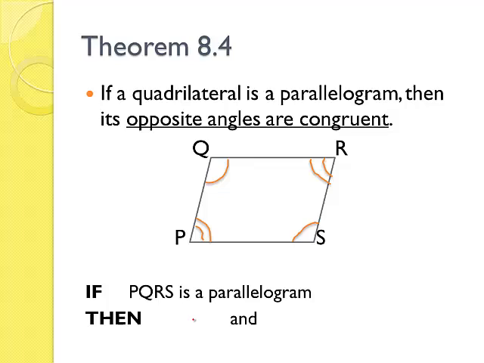Theorem 8.4: if we establish that a quadrilateral is a parallelogram, then its opposite angles are congruent. You can indicate congruence in angles in a few different ways: arc marks, or dash marks within the arc marks. If angle Q and angle S are congruent and angle P and angle R are congruent, and we've established it's a parallelogram, this property has to hold true. Opposite angles, the ones directly opposite each other, are congruent.